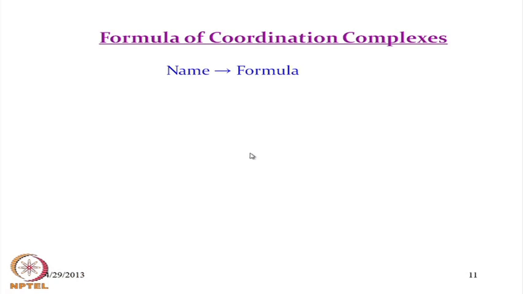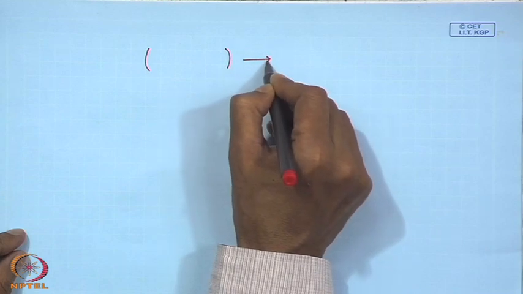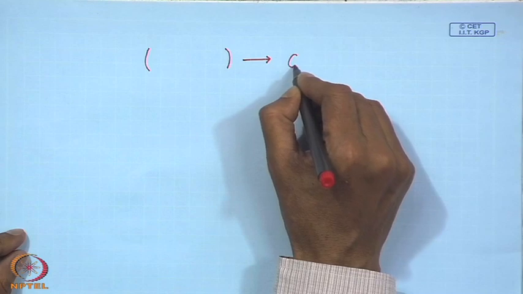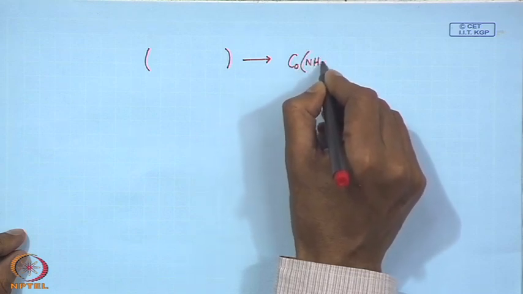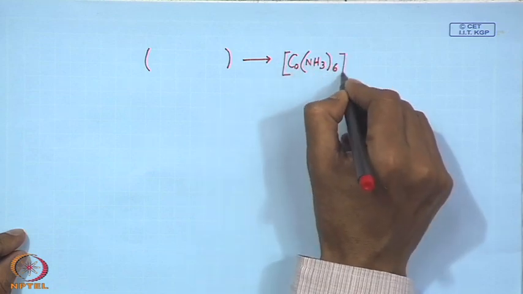Now, once we write this particular species as the corresponding compound, the name is in our hand. Now, the reverse one: when we have the name, a particular compound name is given and you are asked to write the formula. So, what type of formula can you have? If it is a very simple one having 6 ammonia molecules around it, how will you write it?